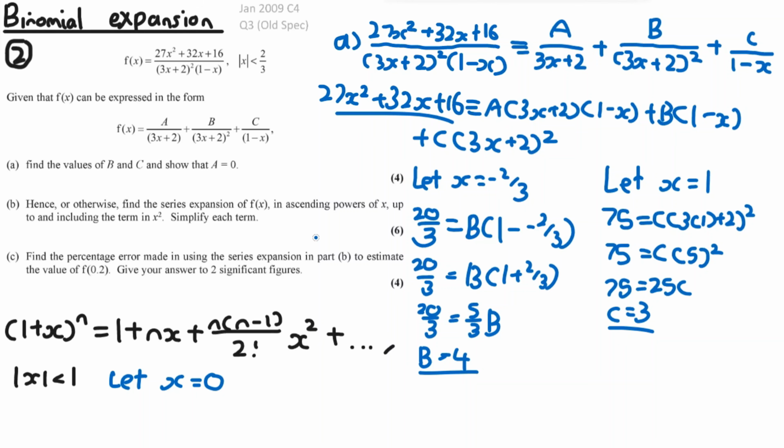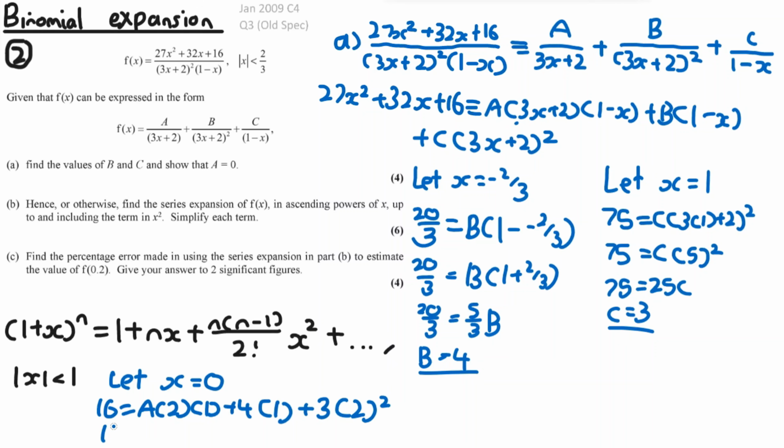So on this side, if x is 0, it's going to be equal to 16, and then on the other side it's going to be a times 2 times 1 plus b, which we know is 4, and then it's 1 minus x, or 1 minus 0, so it's going to be 1 like this, plus c, which we know is 3, times, and this here is just going to be 0, so it's going to be 2 squared like this. So we can do a lot of simplifying here.